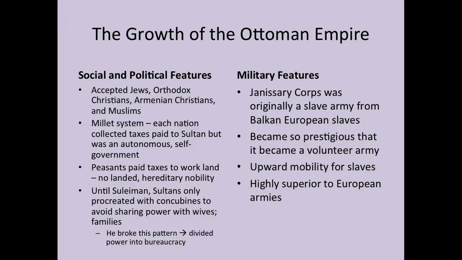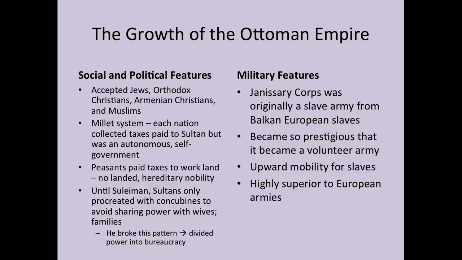Here's the growth of the Ottoman Empire. I should probably leave that up. So yeah, they accepted everybody. They had the millet system, which is where each nation collected taxes that were paid to the Sultan, but it was also self-government. It's an extremely modern form of government if you really think about it. And until Suleiman the Magnificent, which we'll talk about a little bit, sultans only procreated with concubines to avoid sharing power with wives, which is very clever. He broke the pattern and actually divided the power into bureaucracy, which serves him very well in the short term and does very badly for the Ottoman Empire in the long run.